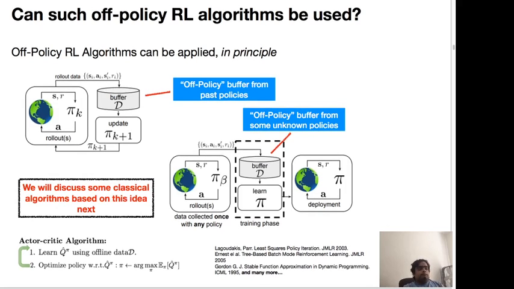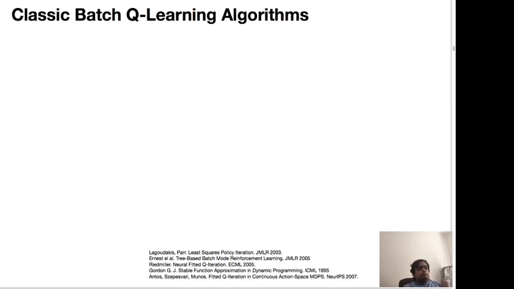So what we'll do next is we'll discuss some classic algorithms which are based on this idea. A lot of the classic research in offline RL or batch RL has been centered around two kinds of algorithms. One is Q-learning style methods, which fit a Q function or utilize it in some manner. And the other broad category of algorithms has been importance sampling algorithms that you have looked at briefly in the policy gradients lecture, but we'll revisit them again. Let's start with the Q-learning style algorithms here.